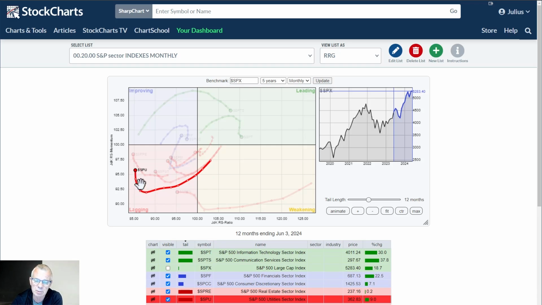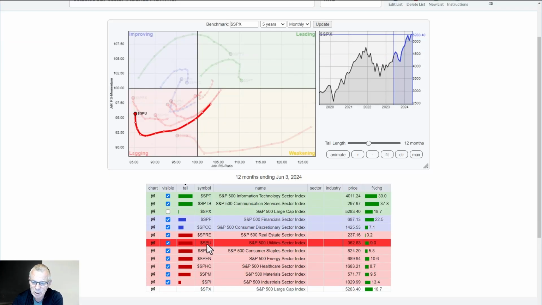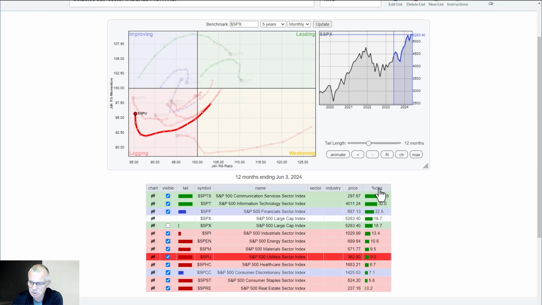It's picking up some sort of momentum, but it's the second weakest reading on the RS ratio scale after real estate. So this pickup in momentum, if you look at the price chart, is quite decent because, again, this is very long-term stuff. But if you just look at the table below, you will see that utilities, with 9%, is only half of the S&P 500 performance.